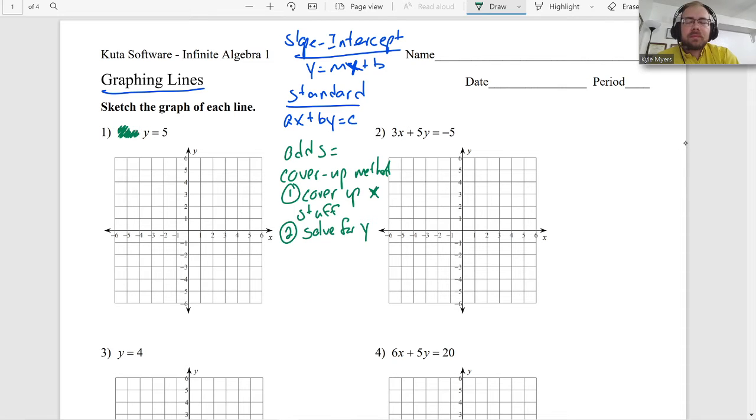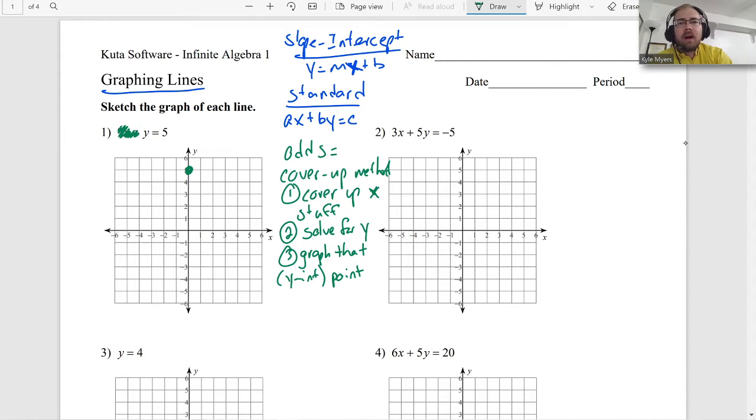Cover up the x, step 1. Step 2, solve for y. Y is 5. Okay, well, now we want to graph that, right? So we graph that point, and this is a y-intercept point. Then we would go up five spaces here. And there it is.